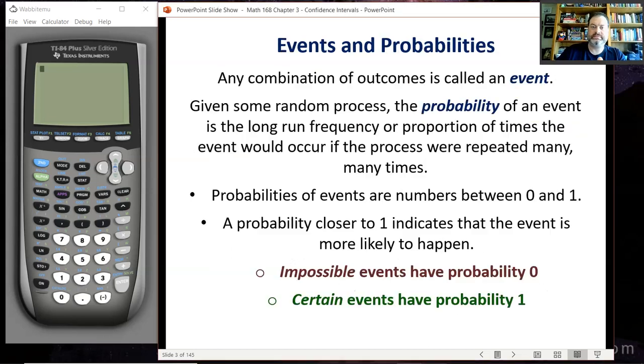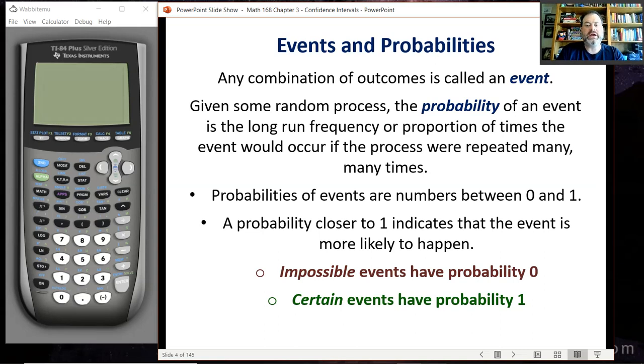So let's keep going. Any combination of outcomes is called an event. An event is something you name. And given some random process, the probability of an event is the long-run frequency or proportion of times the event would occur if the process were repeated many, many times. So this is the definition of probability. We're defining probability for this class as: if we did this process a whole bunch of times, what is the relative frequency of occurrences as a proportion or a percent? More about that in these notes, and also more in Chapter 3, as you will see.